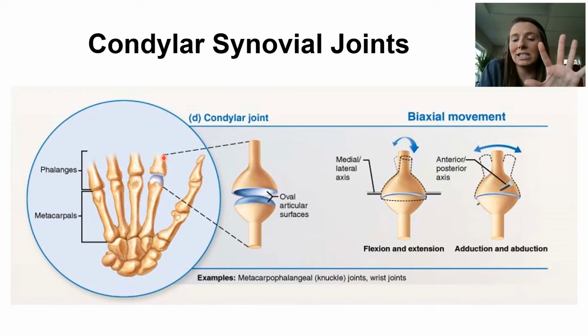So abduction and adduction. So in addition to these knuckle joints being condylar, another example is our wrist joints also tend to be condylar. So this part here of our hands allows us to do flexion and extension and abduction and adduction. Okay, so up, down, side to side, right? So biaxial movements in two planes. Both allows us to go anterior and posterior, and medial and lateral.